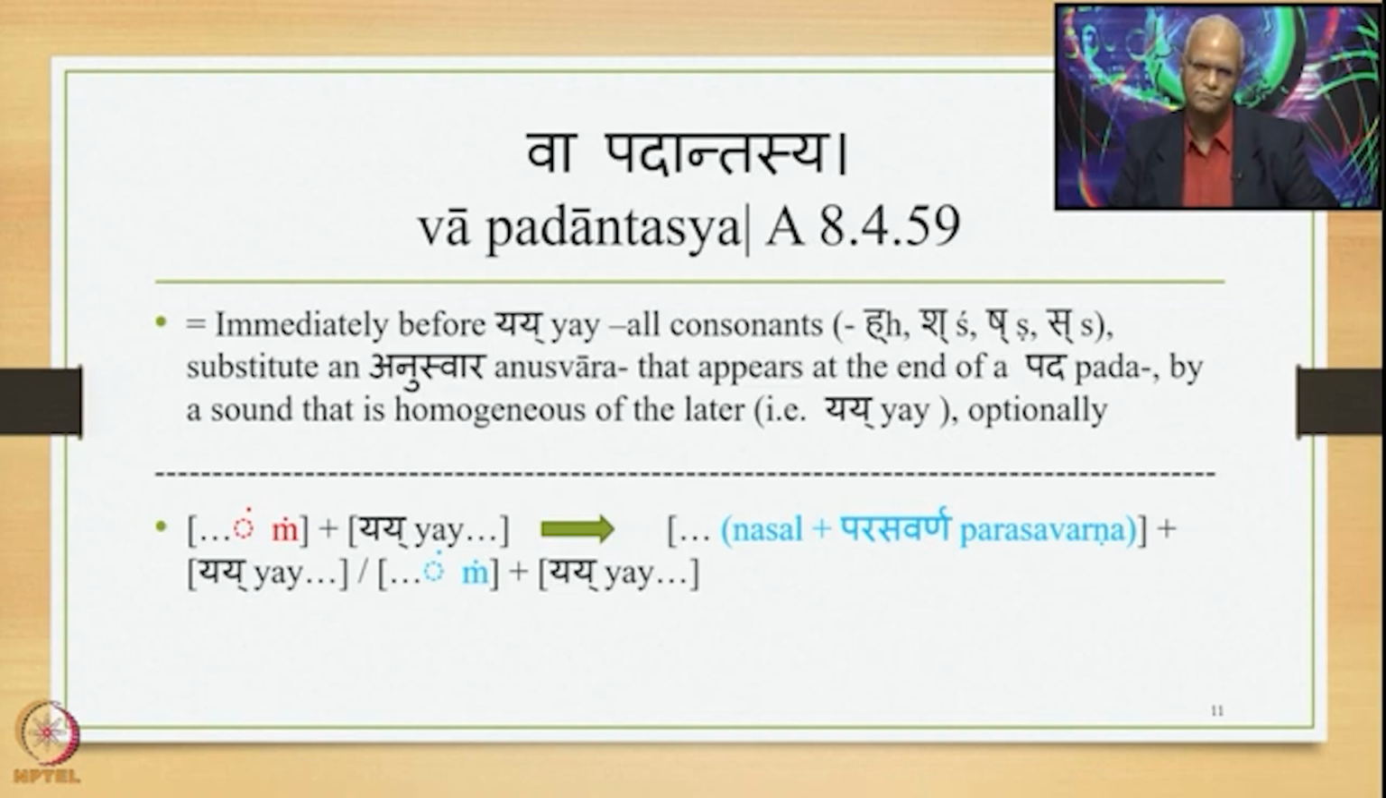Do this optionally. So, the anuswara coming at the end of this pada followed by yai coming at the beginning of this pada, this being the input, the output generated by the application of 8.4.59 is the nasal parasavarna, which substitutes the anuswara plus yai, or optionally the same, that is anuswara at the end of this pada plus yai at the beginning of the second pada. Both these outputs are generated by 8.4.59.